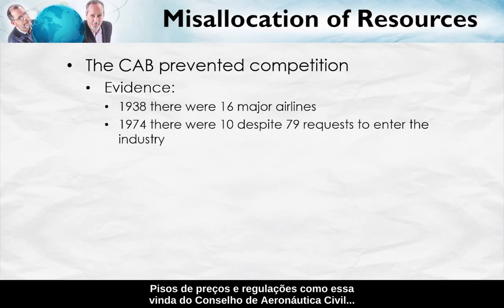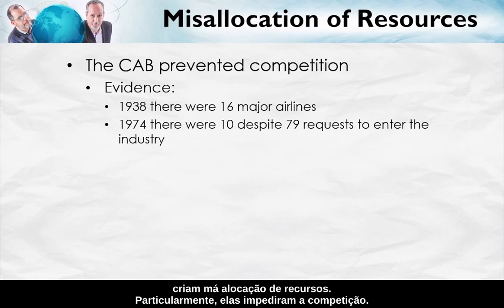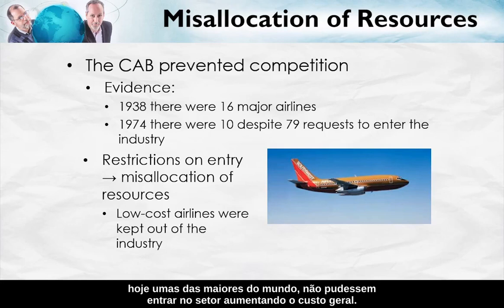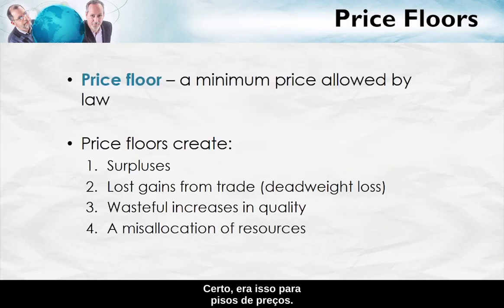Price floors and regulations, such as that provided by the Civil Aeronautics Board, created a misallocation of resources and in particular prevented competition. So in 1938, believe it or not, there were 16 major airlines. In 1974, just before deregulation, there were 10 airlines, fewer than in 1938, despite many requests to enter the industry. Indeed, restrictions on entry misallocated resources. It meant that low-cost airlines such as Southwest, now one of the world's largest airlines, were kept out of the industry, raising costs overall.